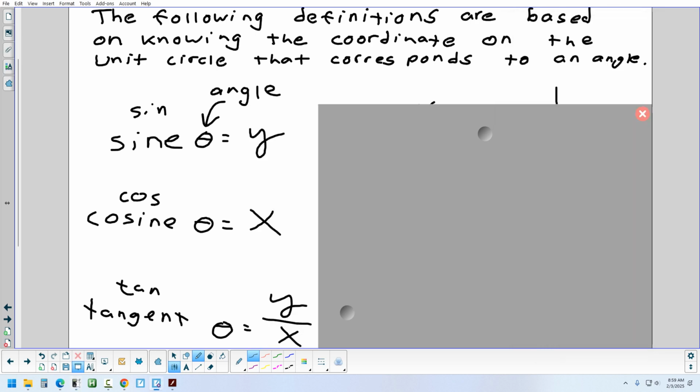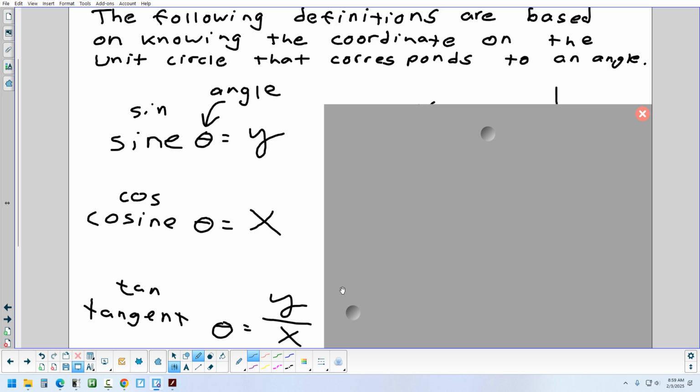And here are the definitions of how you find those trig functions. If you want to know the sine of an angle, the first step is to find the coordinate for that angle. And if you want the sine, it specifically is the y value of the coordinate. If you want to know the cosine of an angle, find the coordinate for it, and then the answer for the cosine is the x value.